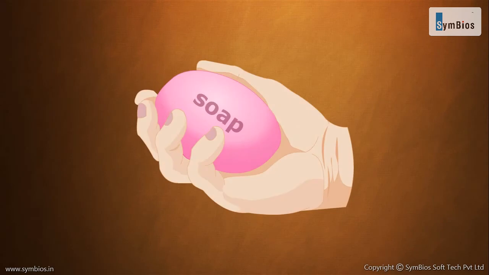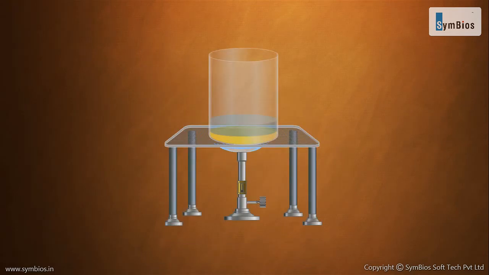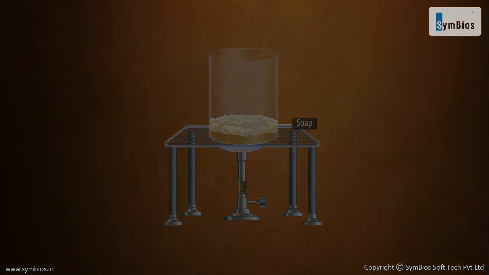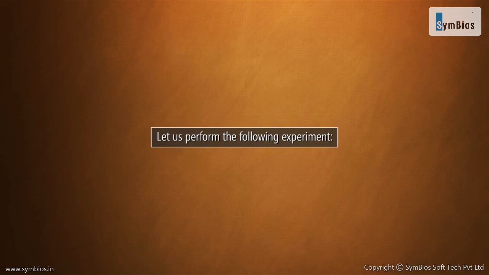Soap, which is used for cleaning, is a sodium salt of a fatty acid. When vegetable oil or animal fat is heated with a strong alkali, NaOH, soap is produced. Let us perform the following experiment.